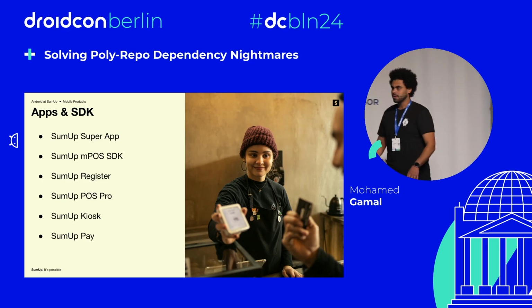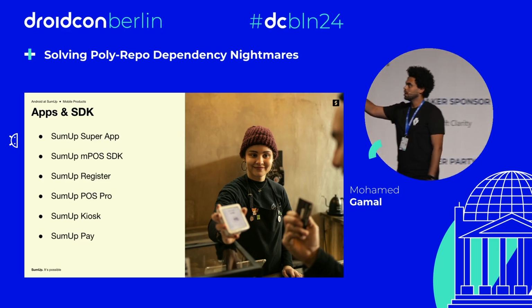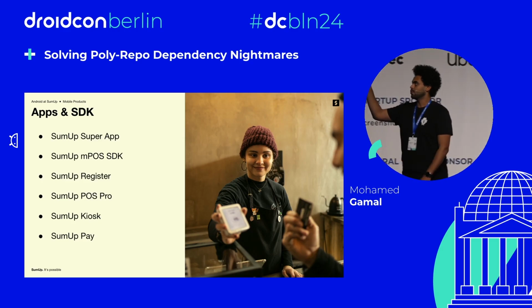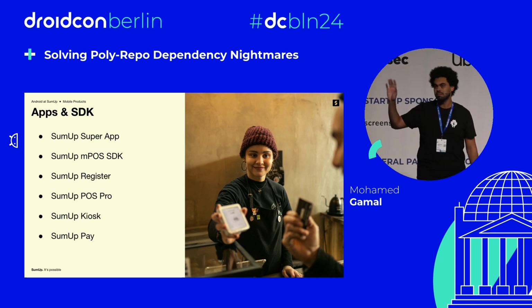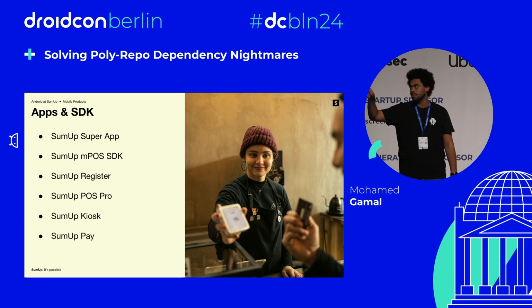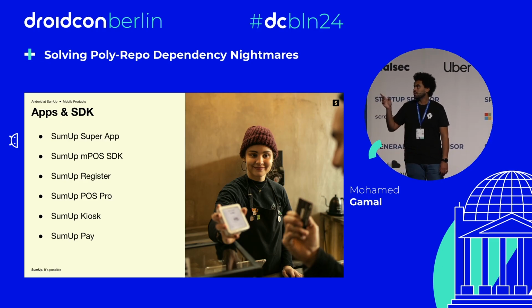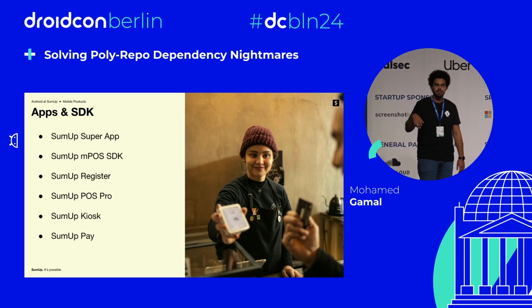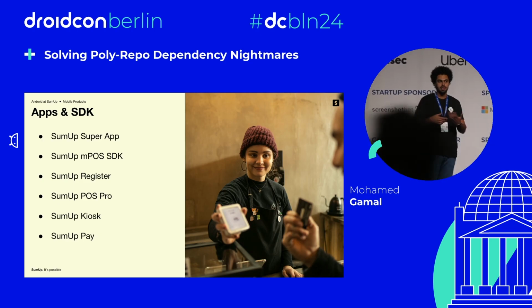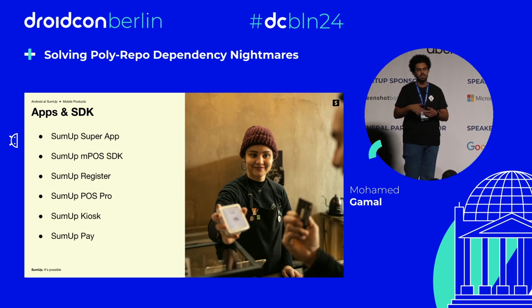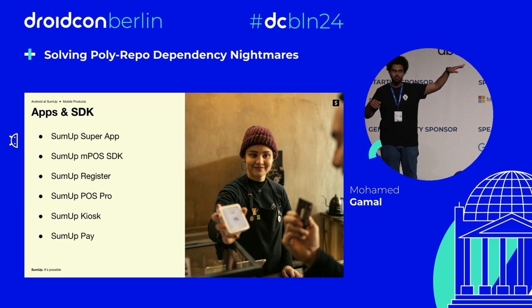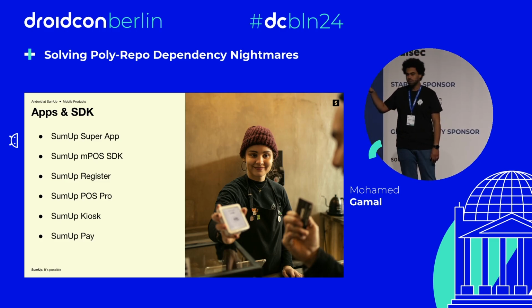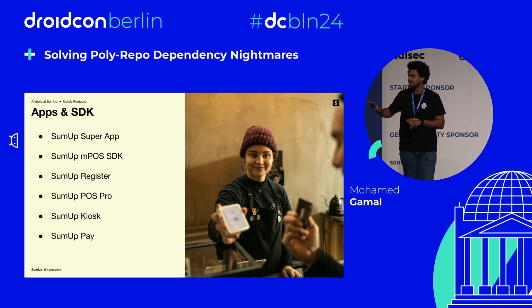At SumUp, we have many products. That's not even all of them. So we have, first of all, the Super App. Whenever you search on Play Store for SumUp, you will find the black logo with SumUp. That's the Super App. Also, we have something called Mobile POS SDK that we give the integrators so they can transact using the card readers, using SumUp solutions as well. We have Register, which is the POS. You will also find it in our booth. We have SumUp Post Pro. We are not very interested in that because it's iOS. We have Kiosk, we have Pay.